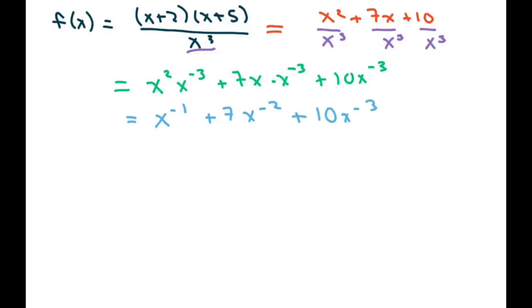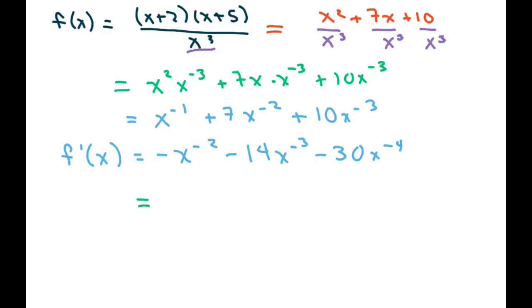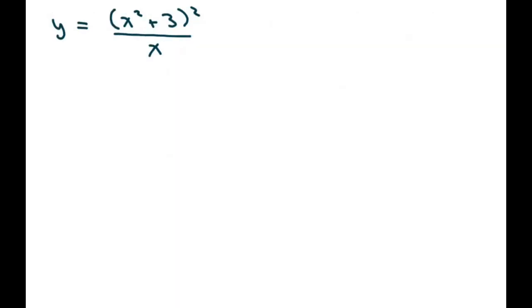Now I'm going to differentiate f of x, and you get negative x to the negative 2 minus 14x to the negative 3 minus 30x to the negative 4. We have to simplify this because we don't want negative exponents, so this is just going to be negative 1 over x squared minus 14 over x cubed minus 30 over x to the 4th. And our last one is this one.